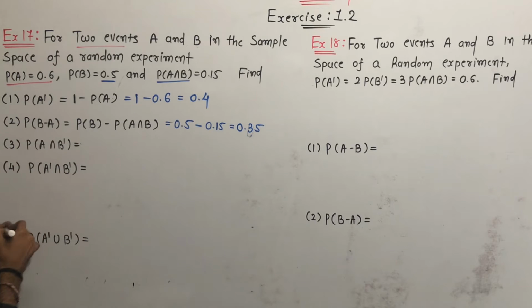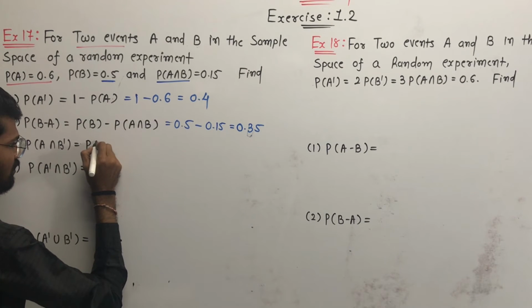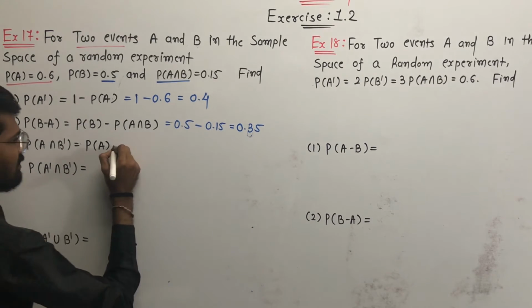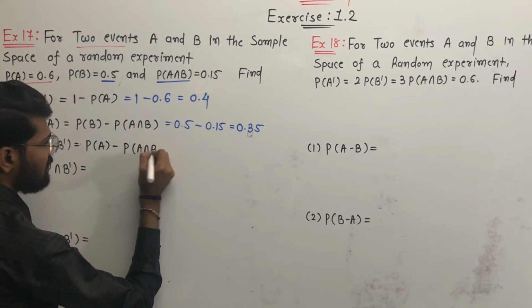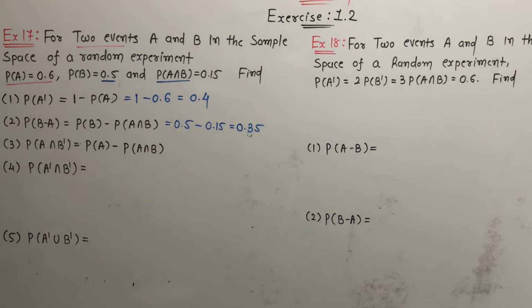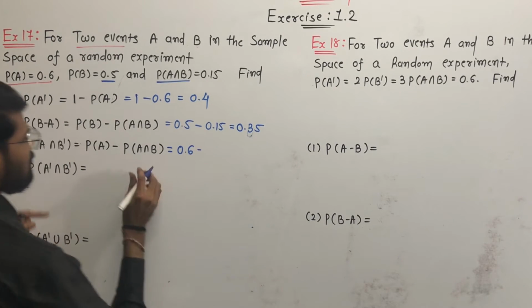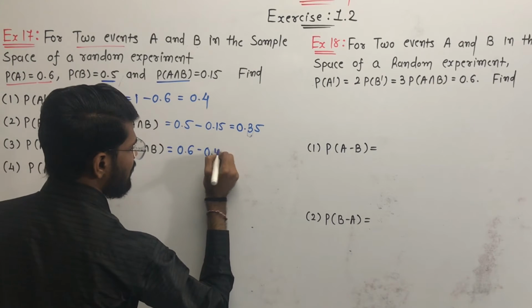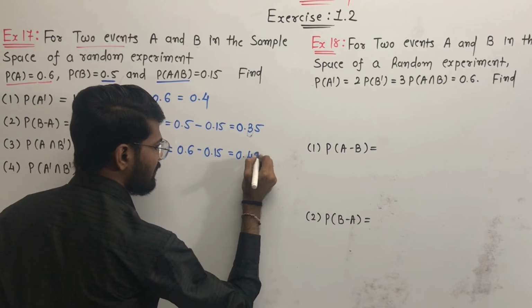Okay, now the third question is P of A intersection B dash. So the equation for that is P of A minus P of the intersection of events A and B. Yes, clear? Okay, now what is P of A? P of A is equal to 0.6 minus P of the intersection of A and B, which is 0.15, and it will be 0.45. Done?